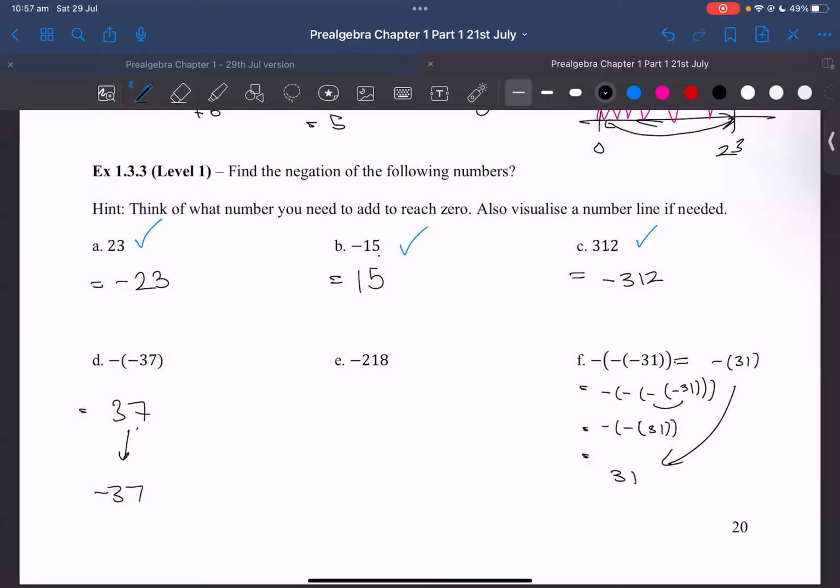Yep, exactly. And same thing here. The negation of negative 18 would be negative. Good. But what if it's already negative? The opposite of that would be positive. So the negation would be 280. That's how we get to that. And a similar idea here, but we'll move on from that.